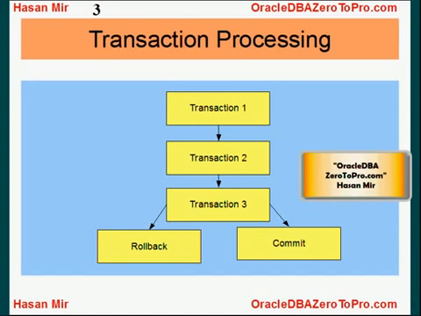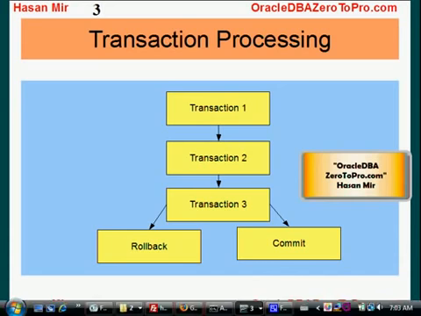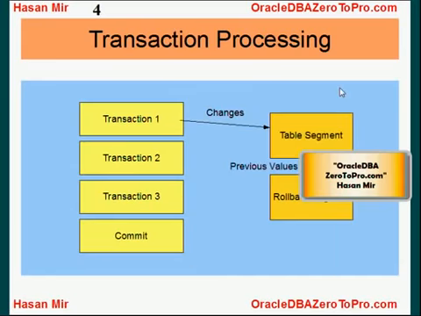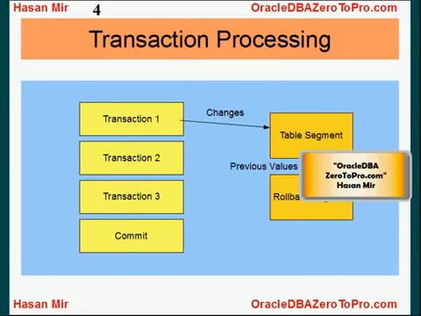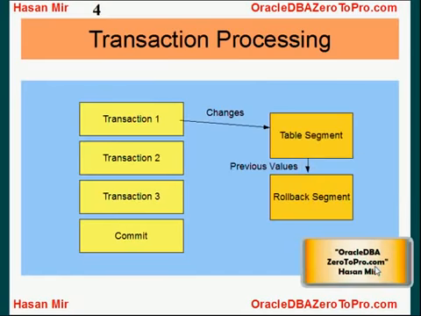Or we can issue a rollback command. Rollback means, hey, something went wrong, we are not happy with this group of transactions, so we want nothing to be finalized and saved in the database. In order to do that, we would issue a rollback command. So what is the role of rollback segment?